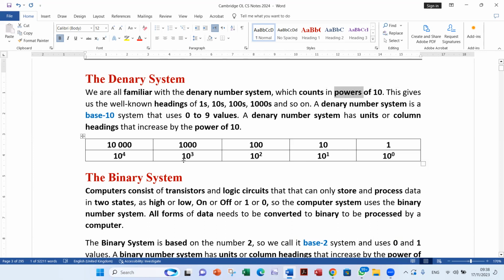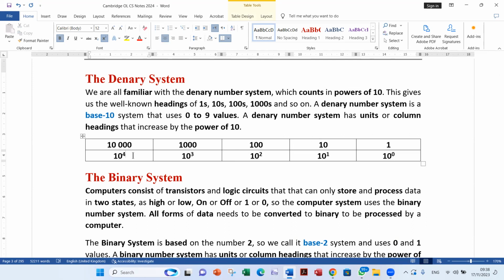Let us put it in a scientific way. So this is 10 to the power of 0. Anything to the power of 0 is 1. And this is 10 to the power of 1, and this is 10 to the power of 2, and 10 to the power of 3, and 10 to the power of 4. This is the conventional numbering system that we have always been using. Let me introduce another numbering system.